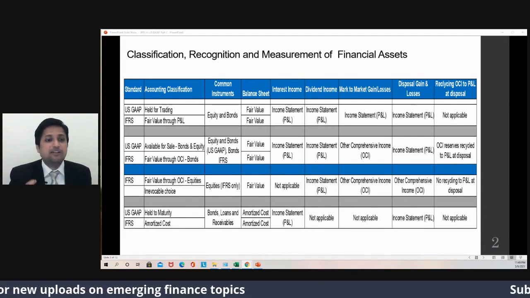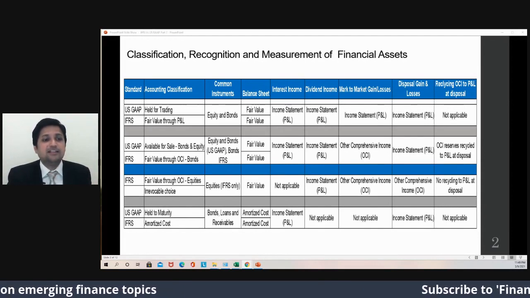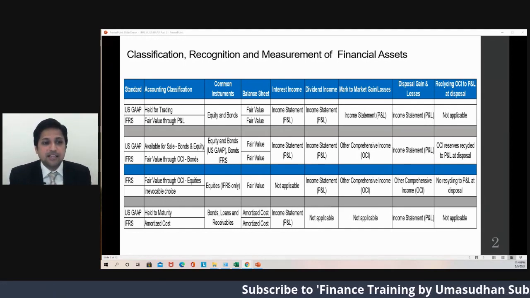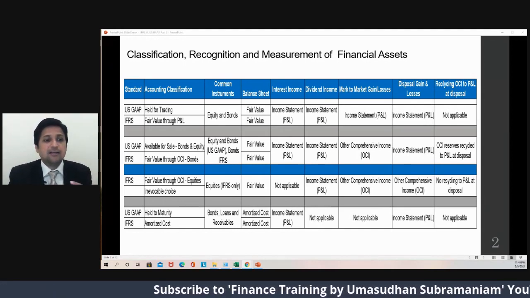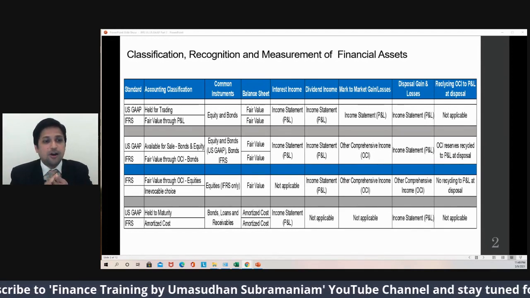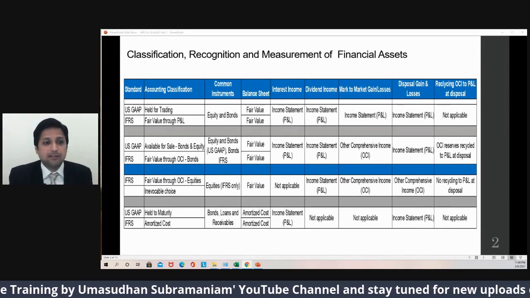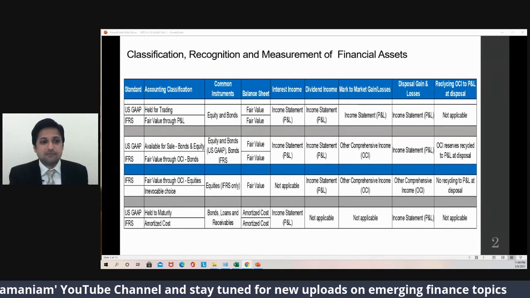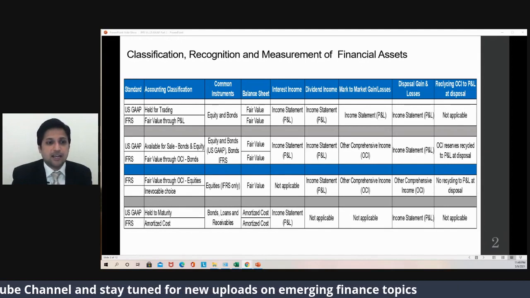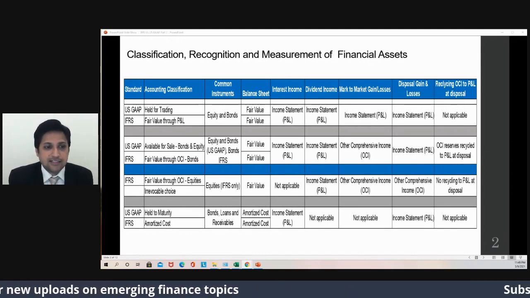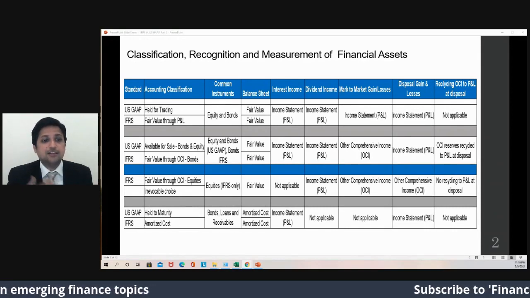And an impairment loss provision needs to be created, and your loans and receivables and bonds are measured in your balance sheet at your amortized cost less impairment losses. So we looked at the key differences between IFRS and US GAAP in 4 categories of financial assets. Now let's get into the next slide.